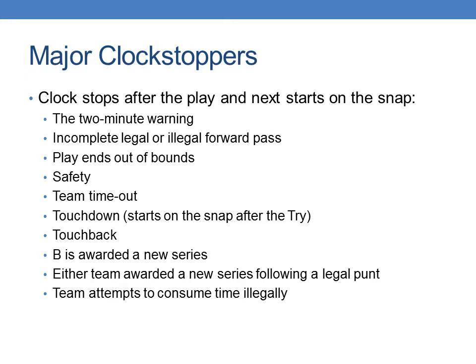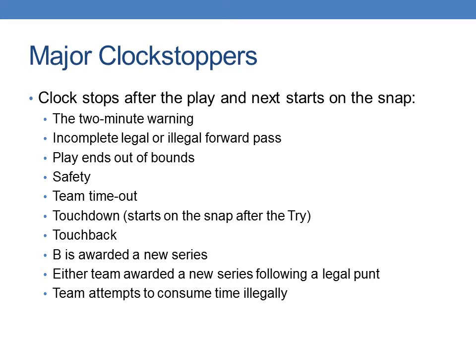All right, we stopped the clock, but ultimately we didn't stop the clock to award a new series. We only stopped it because of penalty enforcement, which we'll talk about here in a minute. So if A accepts the penalty for defensive pass interference, what is ultimately happening is we are not awarding B a new series. We are in fact awarding A a new series because of the penalty, and the play ended in bounds. This would not cause the clock to start on the snap, but rather would start on the ready for play.